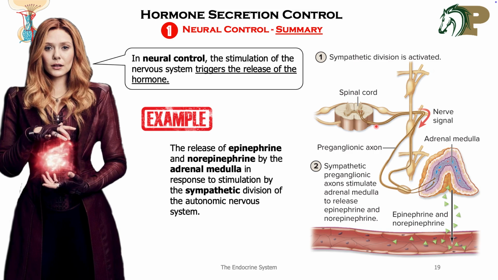We have that nerve signal coming from the spinal cord that will make its way to the adrenal medulla, which is the inner part of the adrenal gland, and then release epinephrine and norepinephrine into the bloodstream to initiate the fight or flight response. So that's our first method of regulation for endocrine glands.